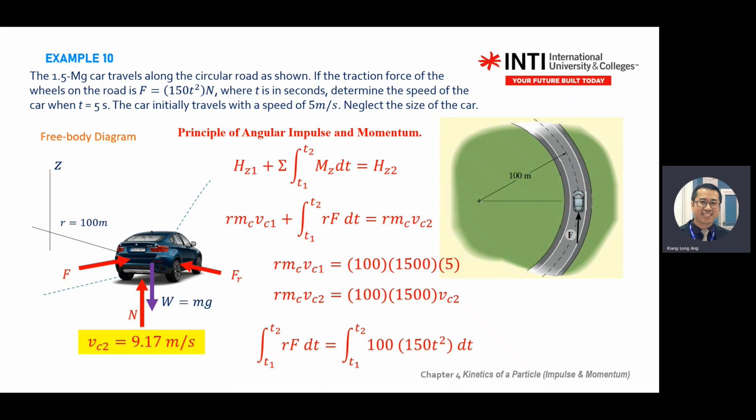For example, when this question comes out, you have section A, section B, section C. Section A normally asks you to draw a free body diagram. Section B will say, use your understanding of the principle of angular impulse and momentum, determine the speed of the car when time equals 5 seconds. Then you are forced to use the principle of angular impulse and momentum equation.